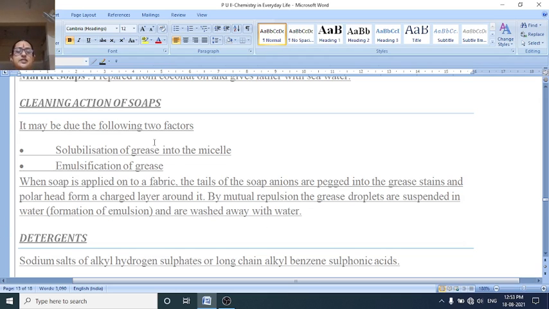We have studied this in surface chemistry, the cleansing action of soap. So what happens here is micelle formation occurs and the dirt is pulled due to the micelles, and this way the cloth is freed from the grease.